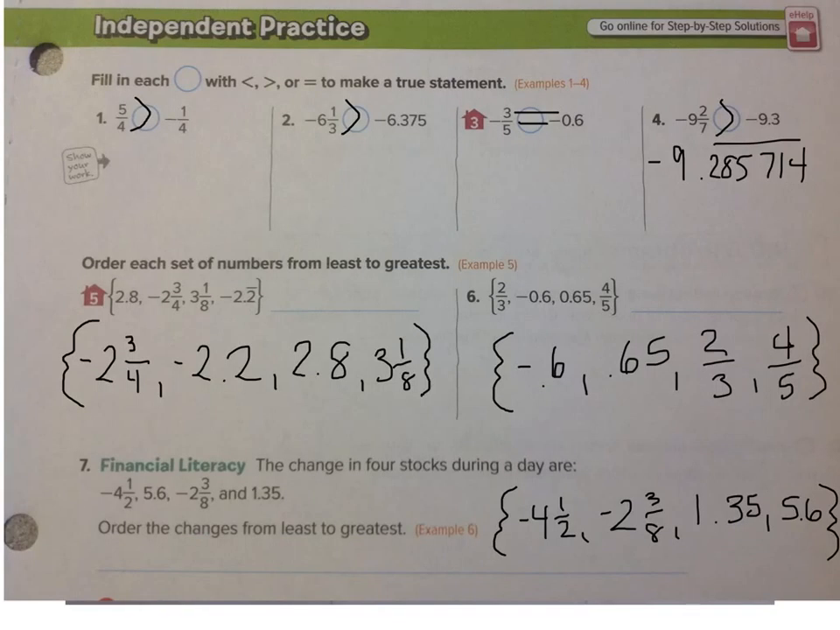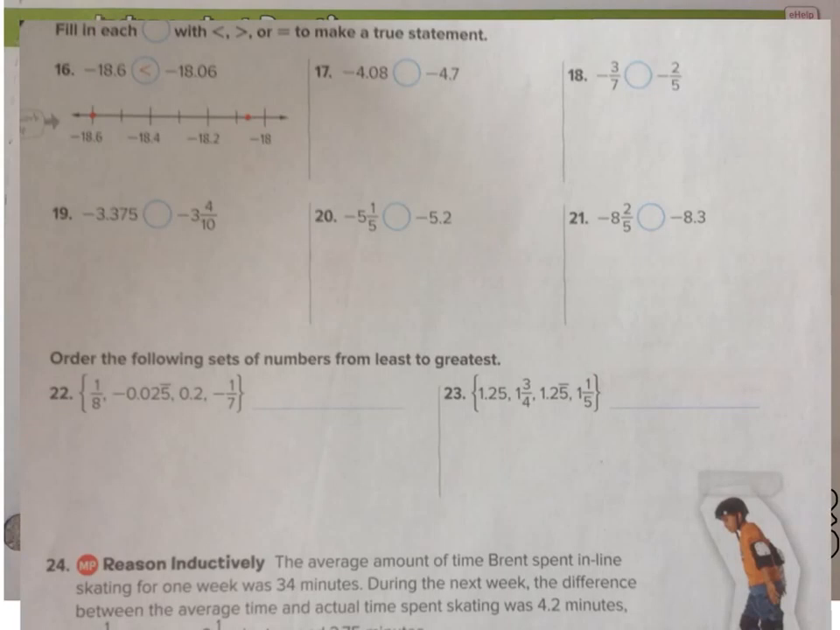And for the word problem for number 7, we just had to do the same thing as we did in numbers 5 and 6 and order those set of numbers from least to greatest. And you can see my numbers to the side of it. So now we are on page 393, and as you can see, for the next 6 problems, we are going to do the similar thing as we did on the last page: fill in each circle with the greater than, equal to, or less than signs to make the statement true.